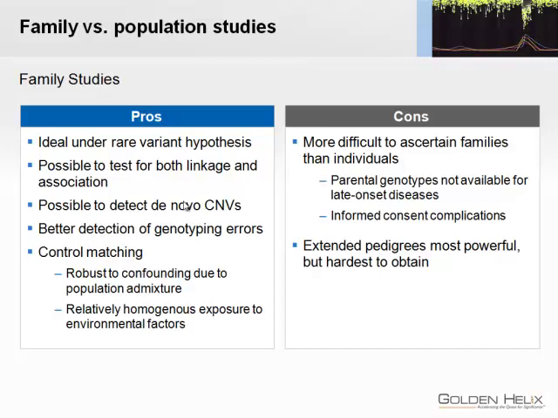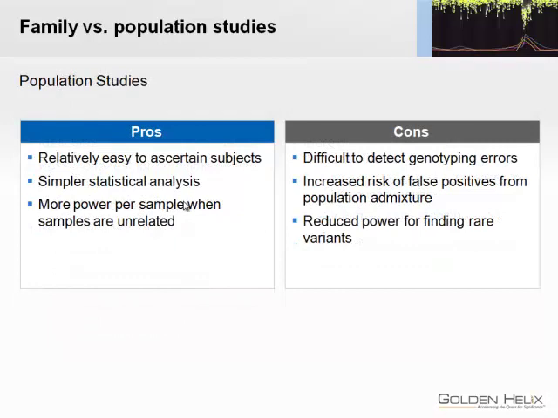So the downside of family studies, as David said, is that you have to capture more individuals for the same power. And it's not always easy for late onset diseases to capture the parents, or better yet, even grandparents.